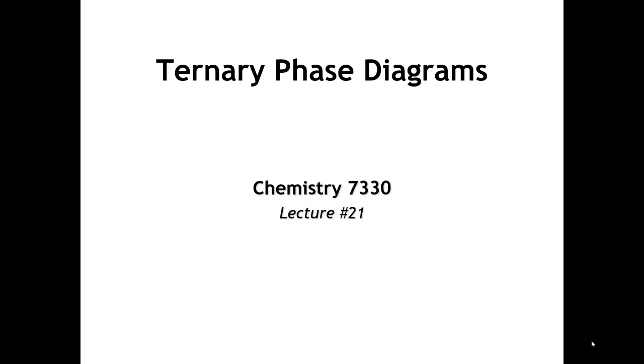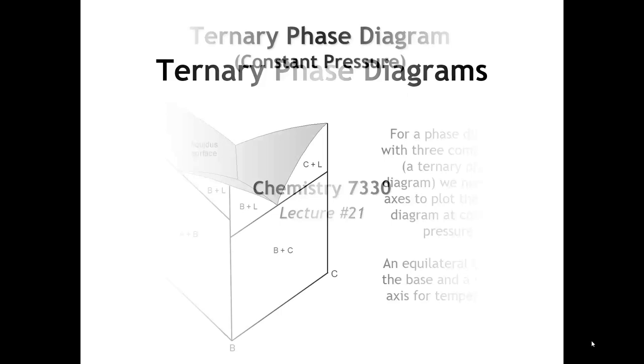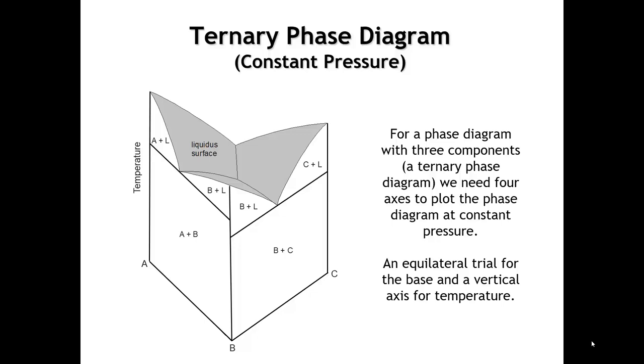We spent the last two lectures talking about how to use and interpret binary phase diagrams. You know, unfortunately, not everything can be boiled down to a binary or a pseudo-binary phase diagram. Sometimes we have to go to a three-component ternary phase diagram. The concepts of a ternary phase diagram are more or less just the same as they are for a binary phase diagram. However, representation starts to get more complicated.